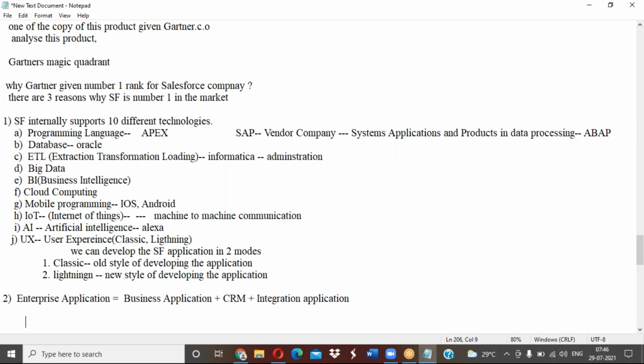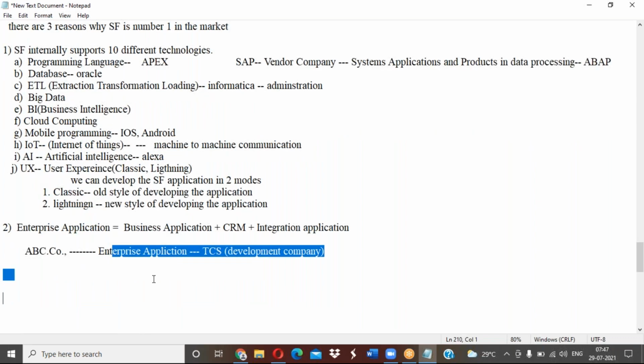Take the example of Java. Before that, I have a company called ABC Company. For this ABC Company, they need some enterprise application. And this company gave the project to a company called TCS. So what is TCS here? It's a development company. So this development company needs to develop what? Enterprise application as per the ABC Company requirement.